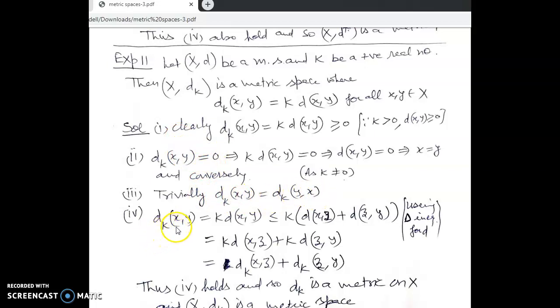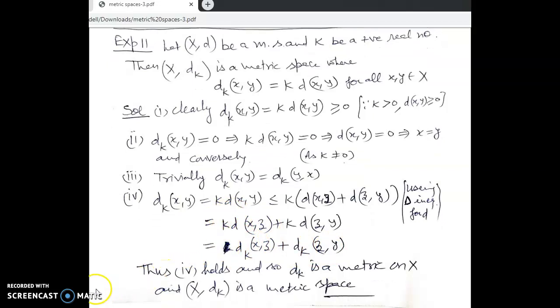Now fourth property: d_k of xy is equal to k times d of xy. d is a metric, so it satisfies the triangle inequality. So this is less than or equal to k times d of xz plus d of zy. This is k times d of xz plus k times d of zy. And what is this value? This is the value of d_k of xz plus d_k of zy. And so 4 also holds, and therefore this is also a metric.